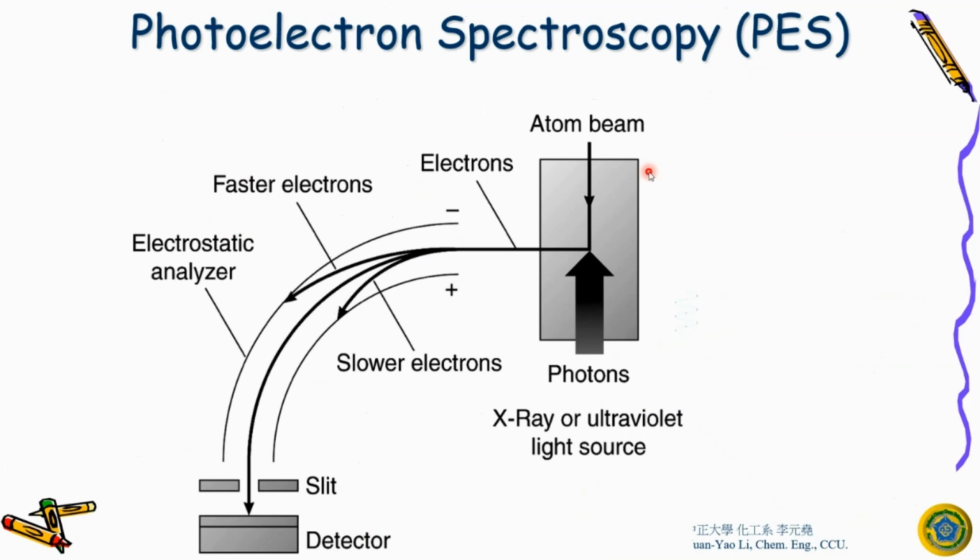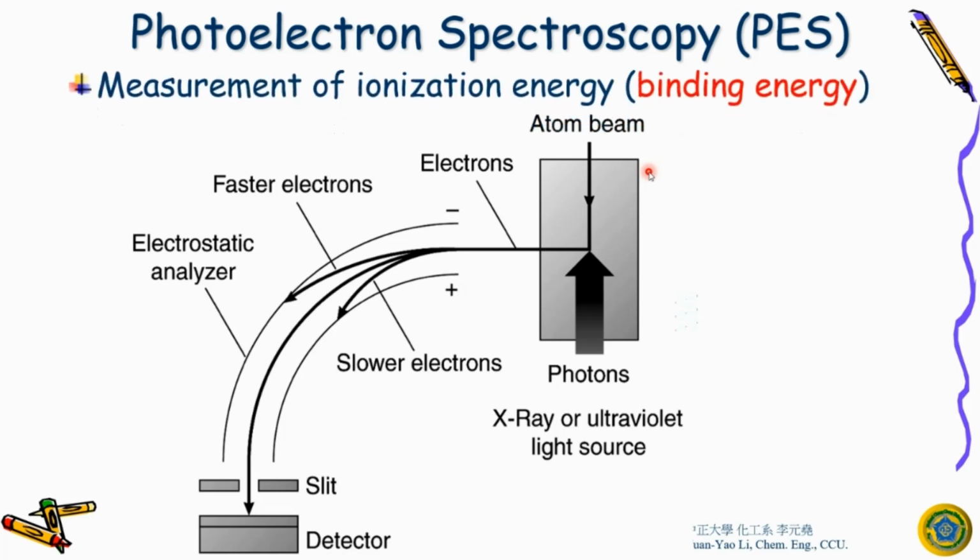So here is what's called photoelectron spectroscopy, or PES. How are you going to measure the ionization energy, especially the first ionization energy? That's the tool we use, and we still use it to find out about bonding. To measure the ionization energy, also called binding energy, we have atom beams going into this chamber. So it should be gas. We put an unknown atom into this chamber, and we shoot photons into the chamber. You can use a laser, for example.